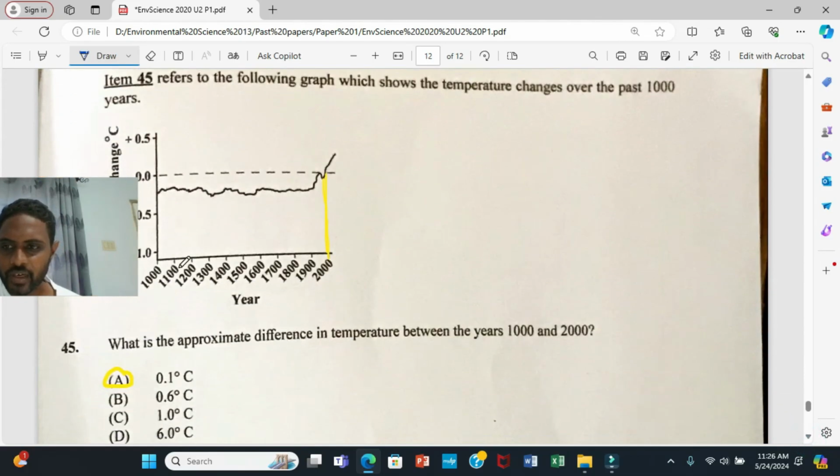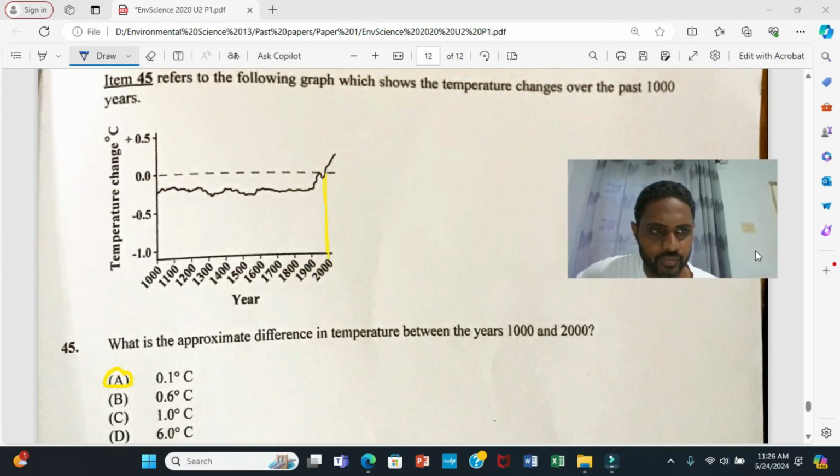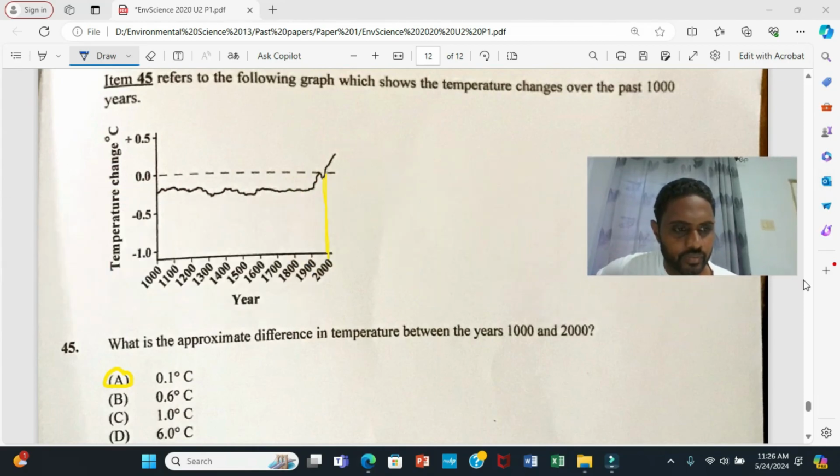Alright, question number 5. Question 45. Item 45 refers to the following graph which shows temperature change over the past 1000 years. What is the approximate difference in temperature between year 1000 and 2000? And that's 0.1.